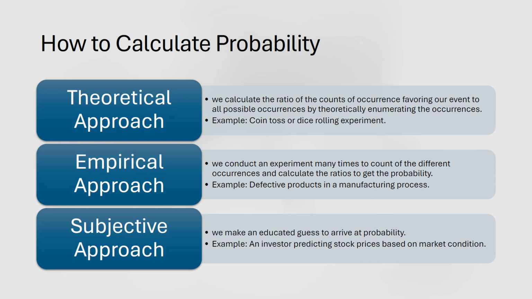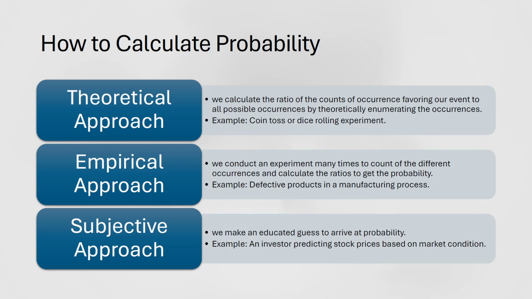So first one is the theoretical probability. Here we don't have to actually conduct an experiment. We can theoretically conduct the experiment or enumerate all possible outcomes, identify the outcomes of the event in which we are interested, and then calculate the ratio of the occurrences favoring our event to all possible occurrences.